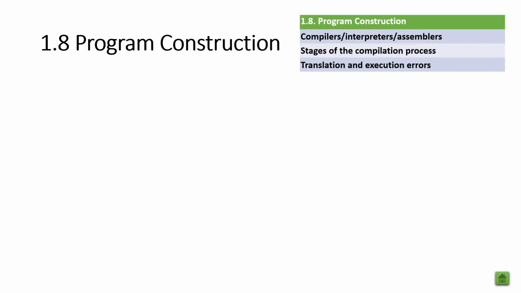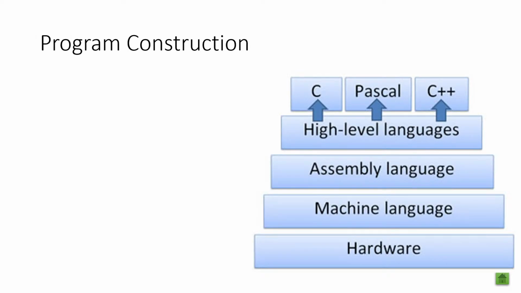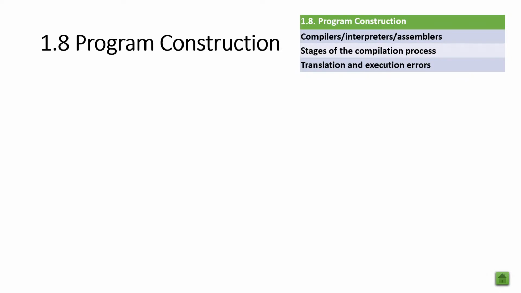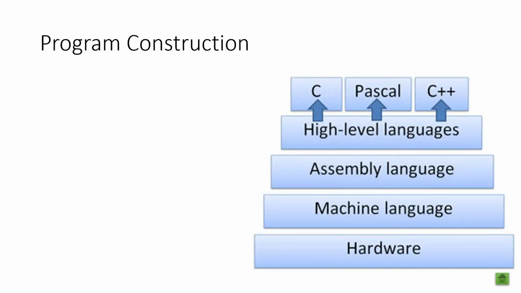Okay. Program construction, people. The last thing today before you enjoy an evening of revision. More revision, yes, more. Now then, program construction. So you've got compilers, interpreters, assemblers. You also have the stages of compilation, and you've got translation and execution errors.